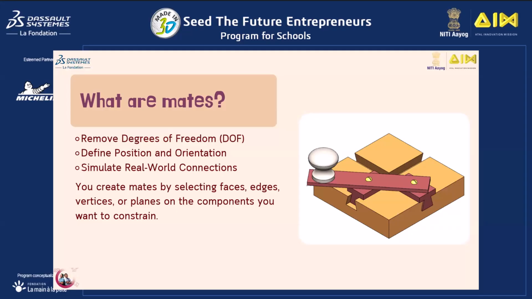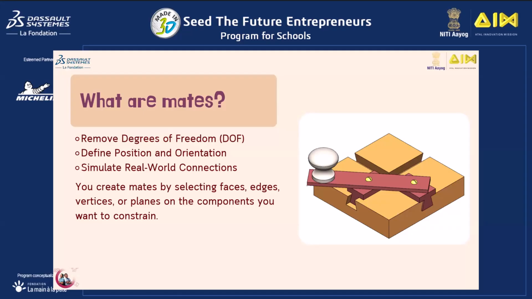So that's how mates constrain the motion of parts in a few degrees of freedom. And they are also used to define the position and orientation of parts. So in this one, you can see that the handle is positioned on that brown plate. So that is also defined by mates.